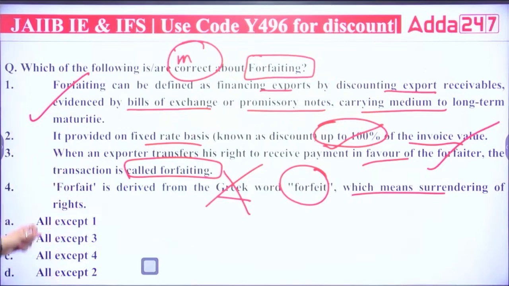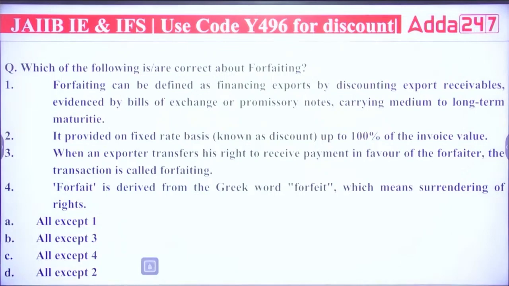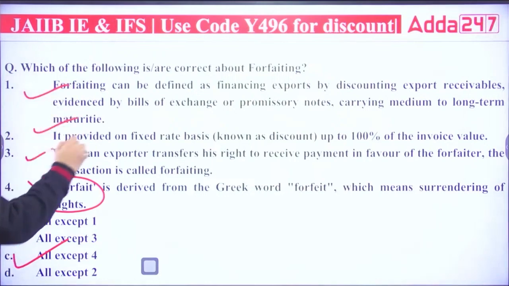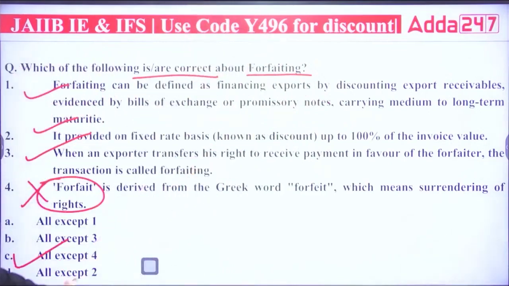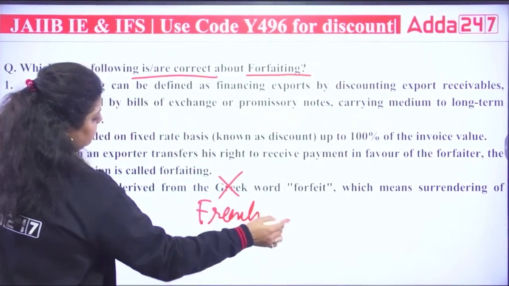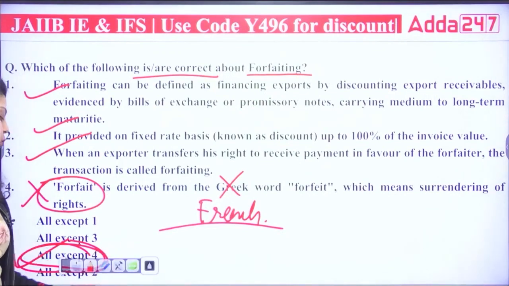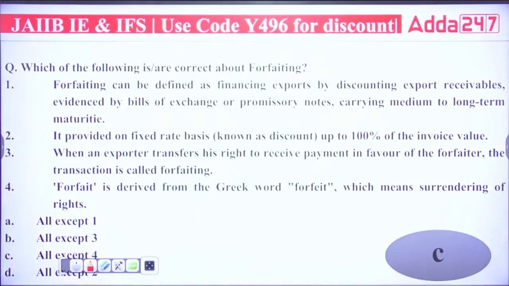So the right answer will be here: all except 4 are correct. It is asking about the correct statement. Okay, so the right answer will be all except 4. Only the fourth one is not correct. All the rest are correct. So the right answer will be C. The question is asking which of the following is correct about forfeiting. All are correct except the fourth statement, because it's not a Greek word, it's a French word. Okay, so minor changes can be done in the statement, so we have to very clearly find out which statement is true or which statement is false. So your right answer will be C, all except 4 are correct, but the fourth statement is incorrect.